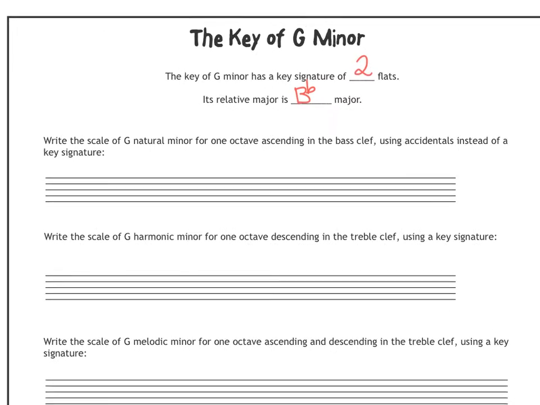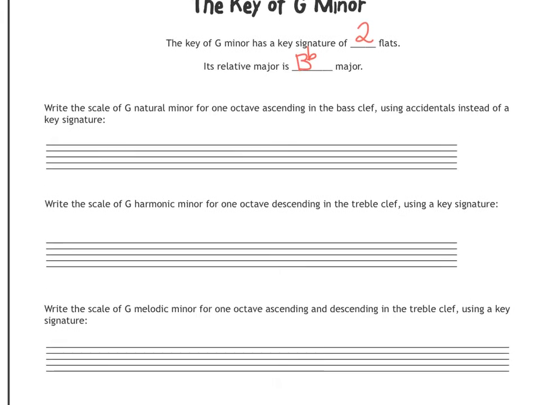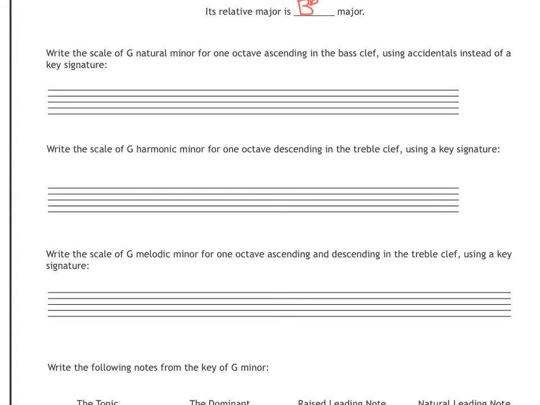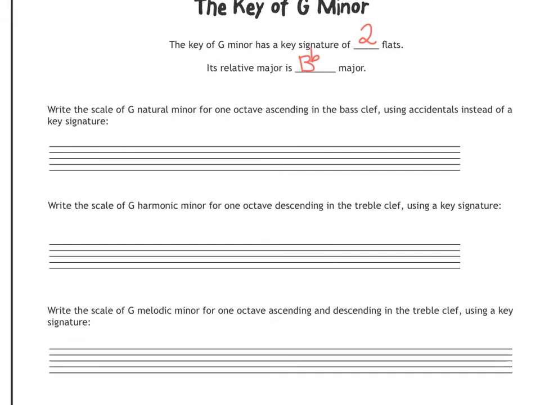Okay. The next little bit, you're writing scales. You're writing 3 different scales. And let's do the first one. Write the scale of G natural minor for 1 octave. So G minor, 1 octave, ascending, bass clef, accidentals. Those are the things we have to put on this page, on this example. So first thing we'll take care of is the bass clef.